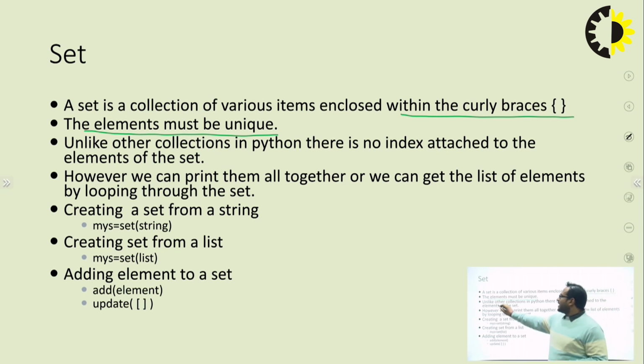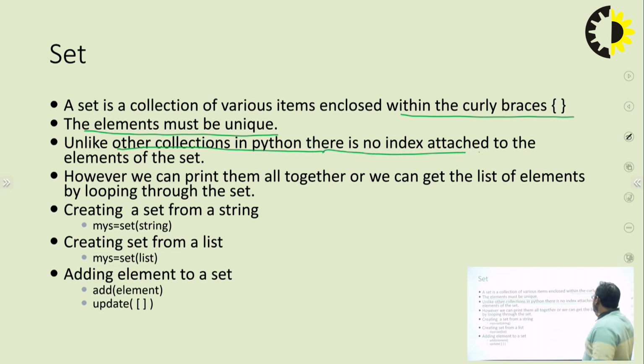Unlike the other collections in Python, such as list and tuple, there is no index attached to the elements of the set, because there is no indexing associated with the elements. So that's why this is an unordered collection. List and tuples are basically ordered collections. Why are they called ordered collections? Because every element is associated with an index value. But in a set, there is no index value attached to a particular item. So that's why it is called an unordered collection.